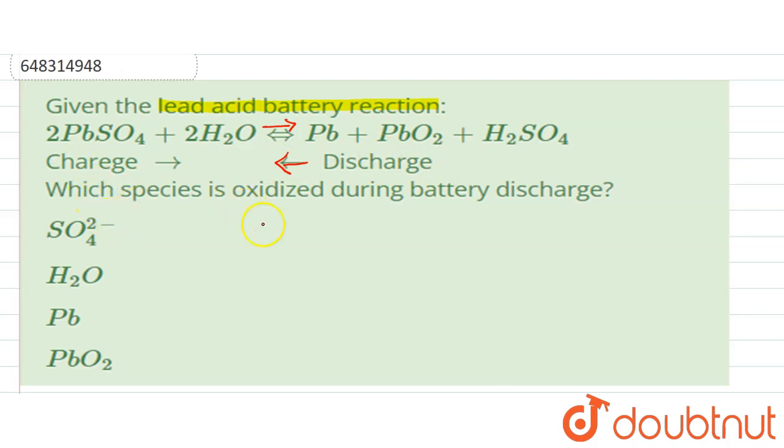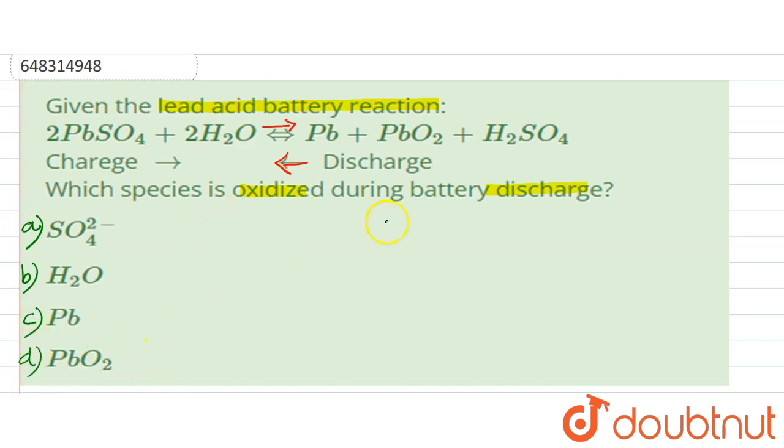Question is, which species is oxidized during battery discharge? So we have to find which species is oxidized during the discharge reaction of the battery. We have been provided with 4 options here. Option A, SO4 2-, B, H2O, C, lead, and D, lead oxide.